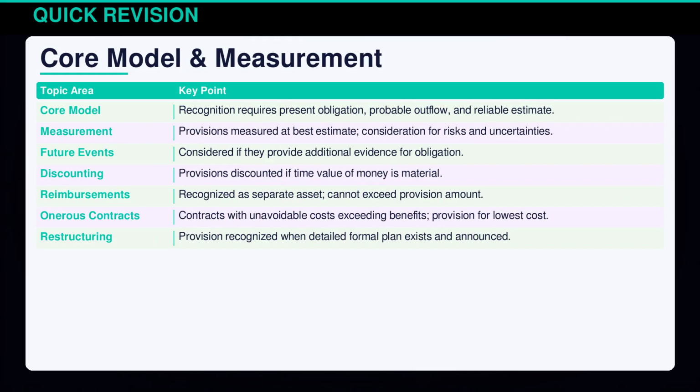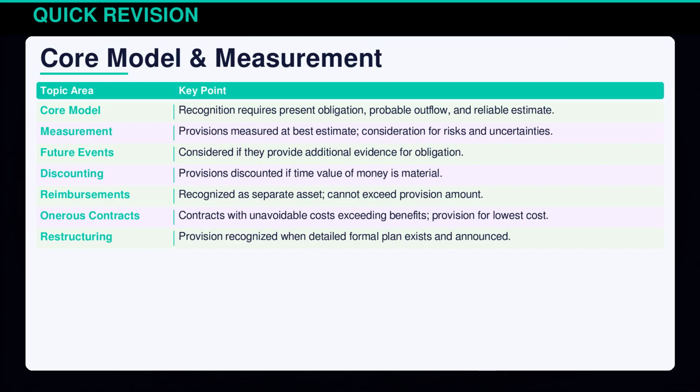The core model under Indian Accounting Standard 37 mandates a present obligation, probable outflow, and reliable estimation for provision recognition. Provisions are best estimated, factoring in risks and uncertainties. Future events are relevant if they provide evidence. Discounting applies when the time value is significant. Reimbursements become separate assets, limited by provision amounts. Contracts deemed onerous when costs outstrip benefits require provisions.